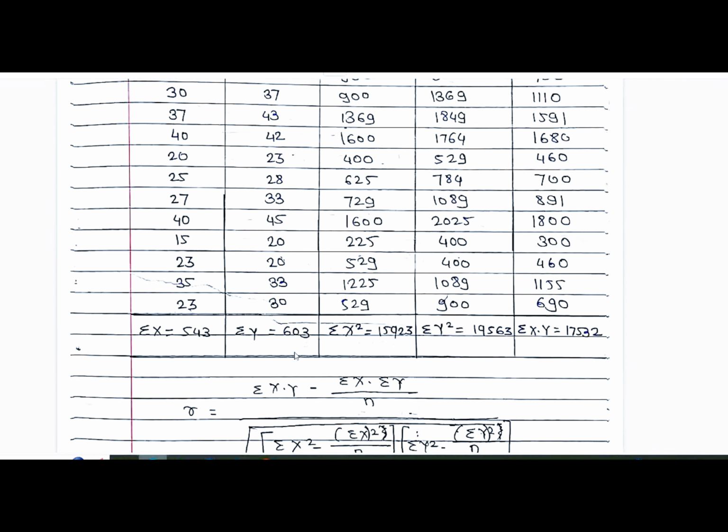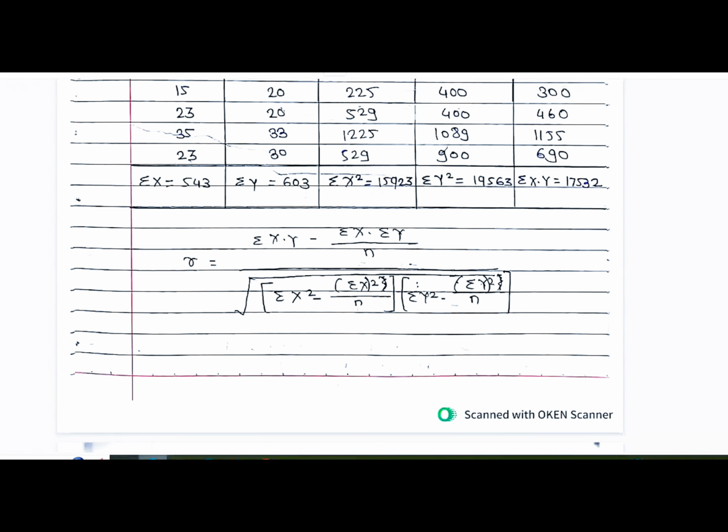So I have got 5 values: summation of x, summation of y, summation of x square, summation of y square, and summation of x into y. Now I can put all in my formula. बघा इकडं. Now you can add this. Summation of x into y, the value is 17,532. For this, I have added 17,532.